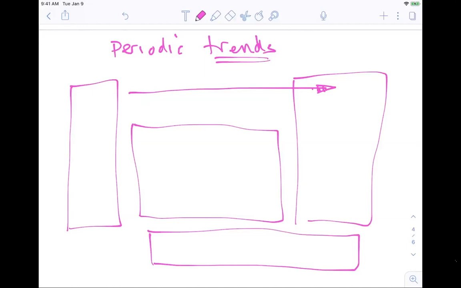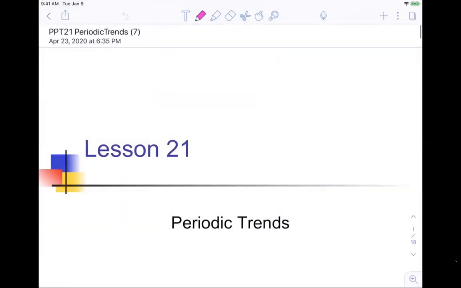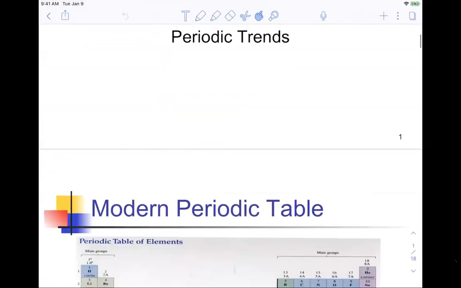right? But there are things in terms of properties of atoms that change repeatedly as you go through the periodic table, right? And they're really useful for predicting and understanding other things about the periodic table. So that's what I mean by periodic trends. So let's go back to this and let's talk about some of those periodic trends, right?